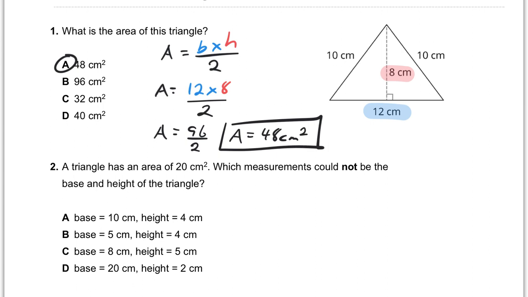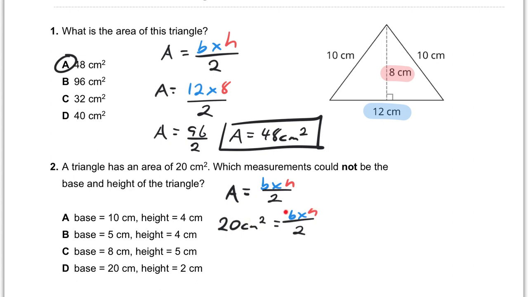All right, the next question says, a triangle has an area of 20 square centimeters. Which measurements could not be the base and height of the triangle? Well, since we know that area has to be the base times the height, divided by 2, we know this area is going to be 20 square centimeters. And that's going to be base times height, divided by 2. Well, what does that say? That means that whatever this is has to be twice as much as what this is.